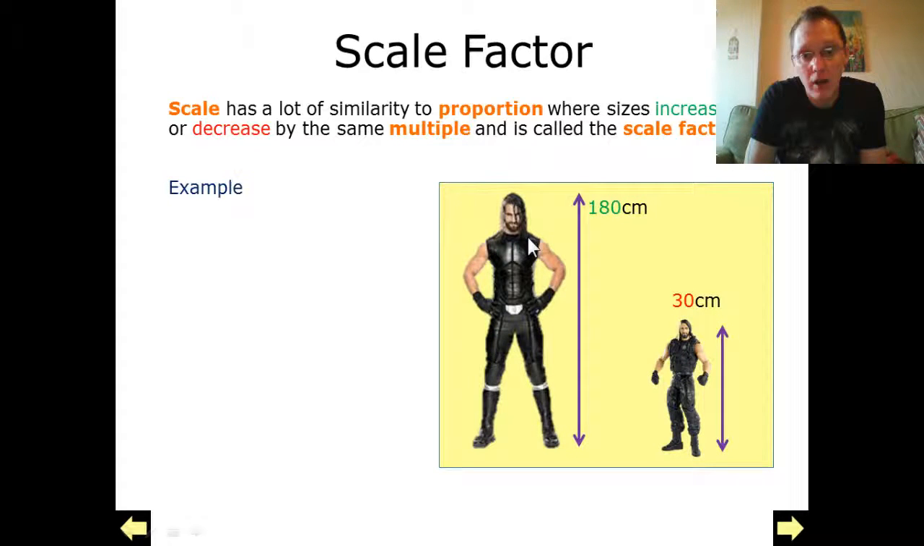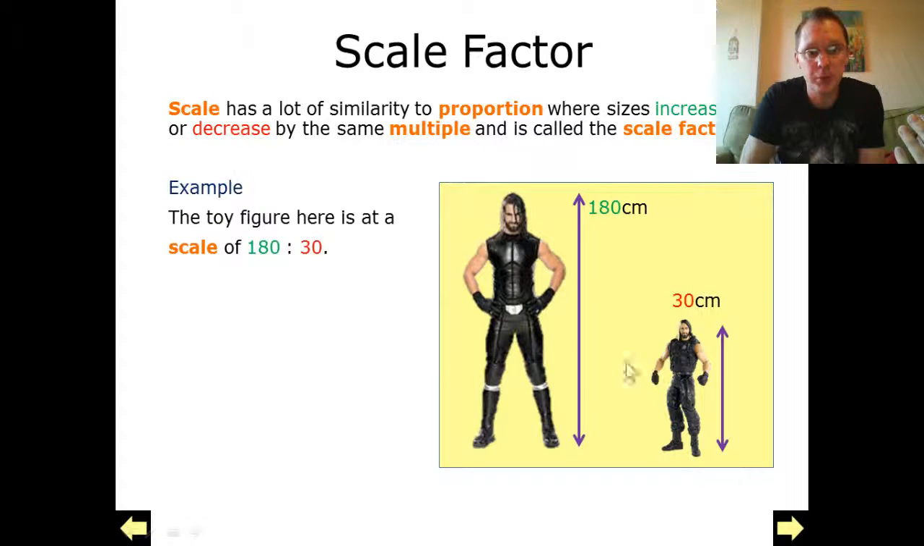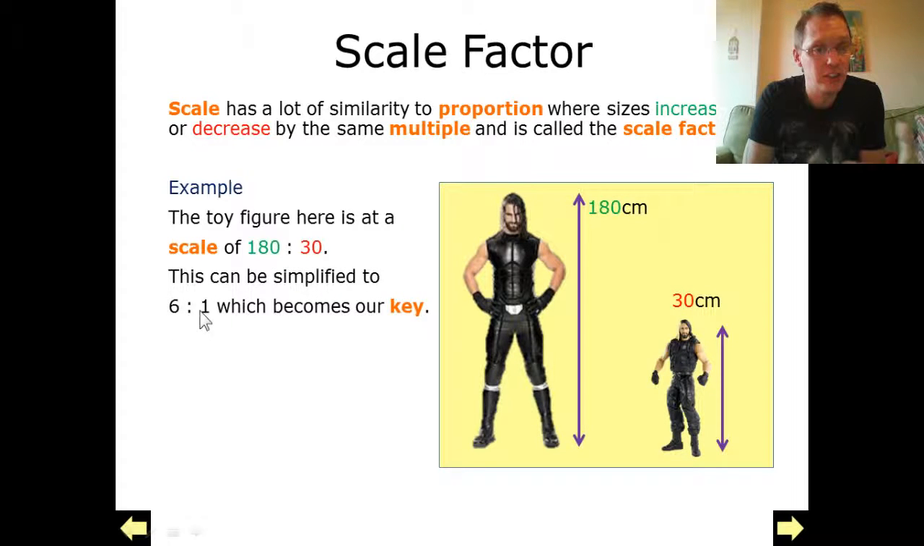So for my example, I've got a real life person and I've got an action toy from that person. Now the corresponding sides that I've been given is a height of 180 centimeters and the height of the toy is 30 centimeters. So as a scale, I could write 180 to 30 as a ratio using the raw data, so the data that's there. I could simplify this to 6 to 1 and this is going to become the key.